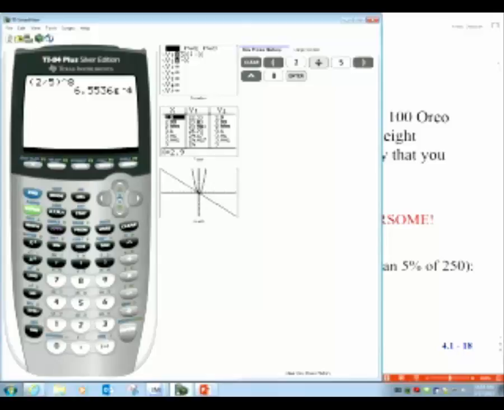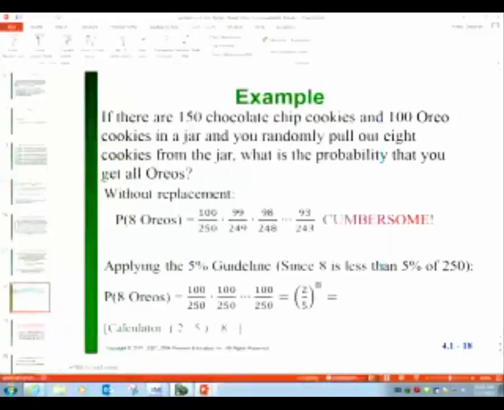All right, that's what you should have for the probability that all 8 cookies you draw out are Oreos. Now, does that number disappoint you if your favorite cookie in the whole world is an Oreo? What's the probability that you're going to get 8 Oreos out of that jar? Very, very low, 0.007. You're probably going to have to eat a few chocolate chips before you get 8 Oreos. Not that that's entirely a bad thing.